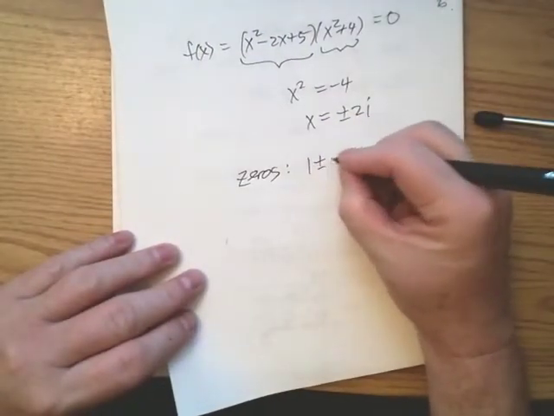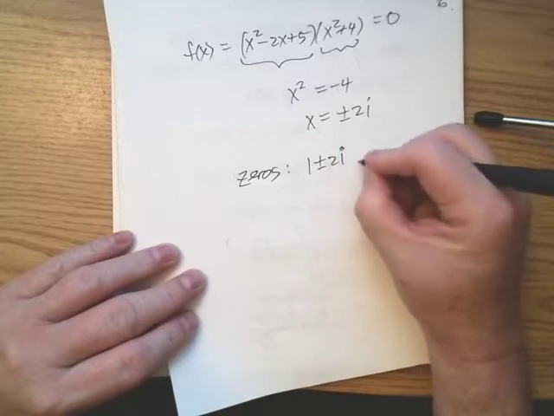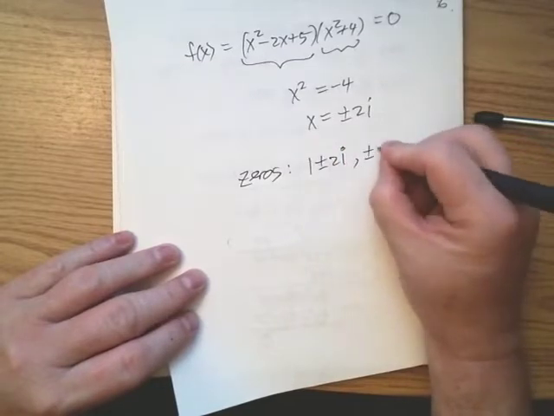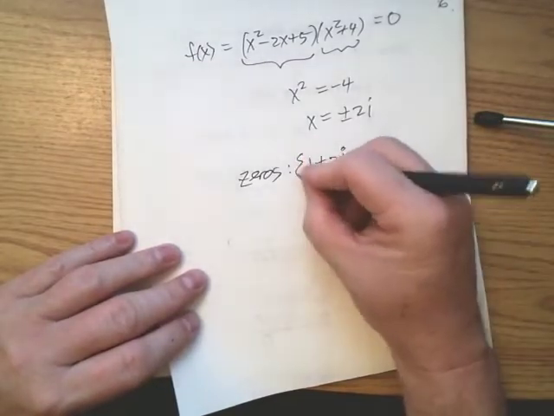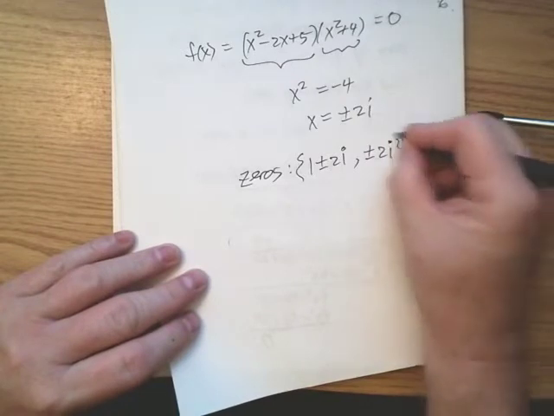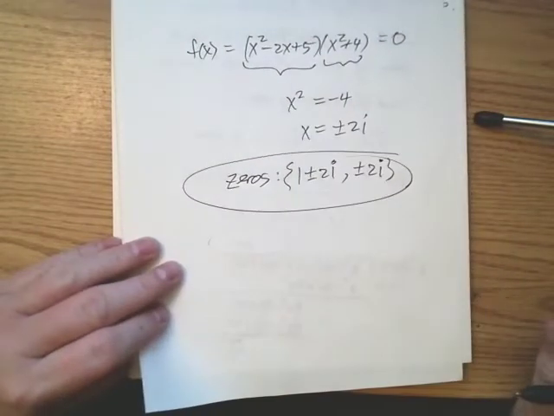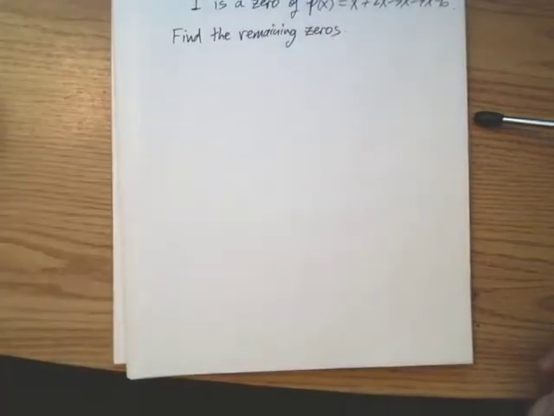Plus or minus 2i, and plus or minus 2i, for a total of how many zeros? 4, right? That should be all of them then. Okay, the same as the degree of the polynomial. Alrighty, so consider a problem like that possibly on the exam.